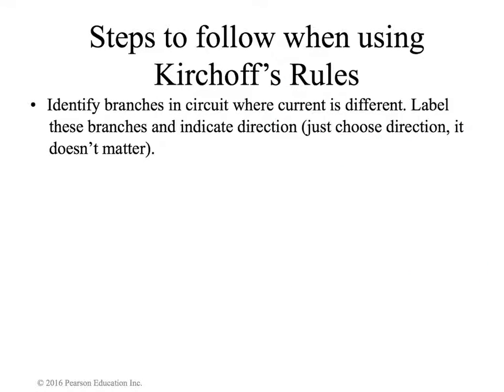So let's talk about the steps that we follow when we're using Kirchhoff's rules, and then we'll look at a real simple problem. The first thing you have to do is look at your circuit and identify the pieces of the circuit where the current will have a particular value and be different from other areas. You want to label each of those branches I1, I2, I3, and you also indicate what direction you think the current is traveling in.